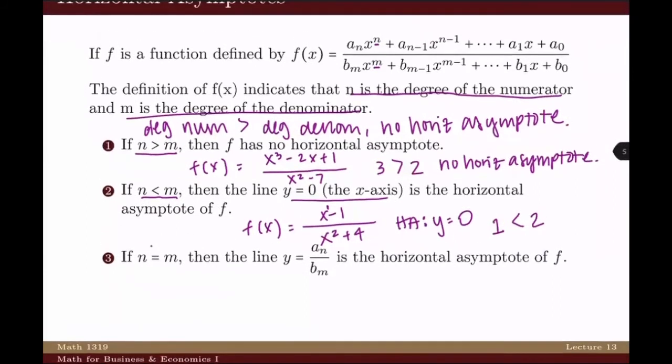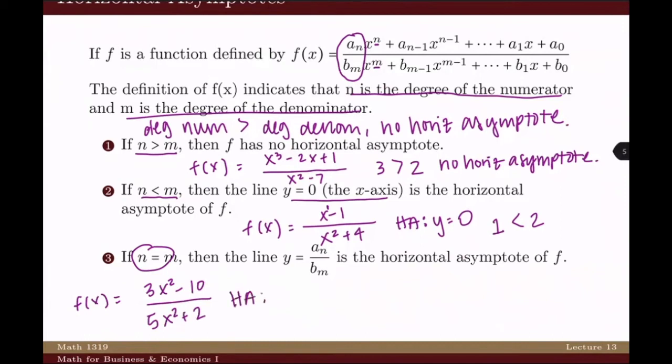Lastly, if the exponents are the same, then the line y equals a_n over b_m is the horizontal asymptote of f. That sounds confusing, but remember, look up here. These are just the coefficients. So for example, if you had f of x equals 3x squared minus 10 divided by 5x squared plus 2, then your horizontal asymptote would just be the coefficients of the x squareds. So it's going to be y equals 3/5.